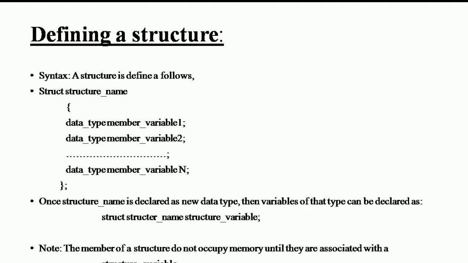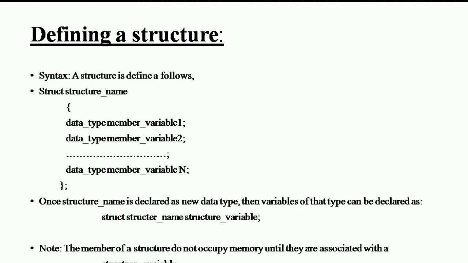Syntax. The syntax of a structure follows: struct, structure_name, curly braces, data type member variable 1, data type member variable 2, etc., data type member variable n, curly braces close, ended with a semicolon. Once a structure name is declared as a new data type, then a variable of that type can be declared as structure_name structure_variable.